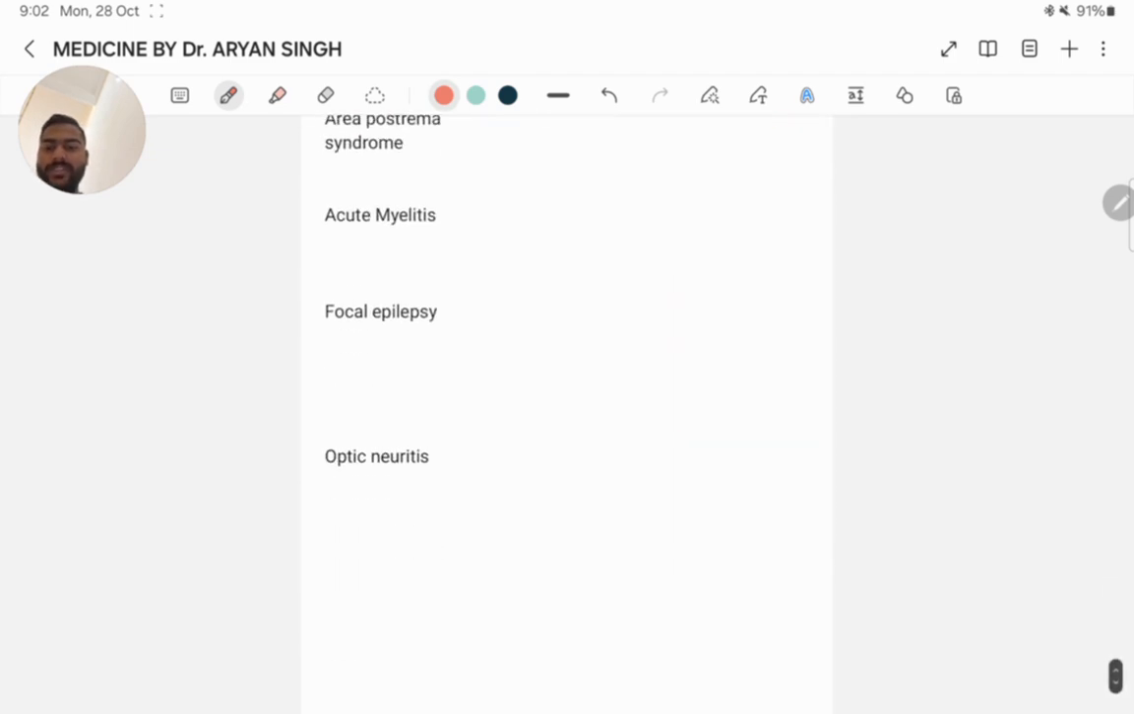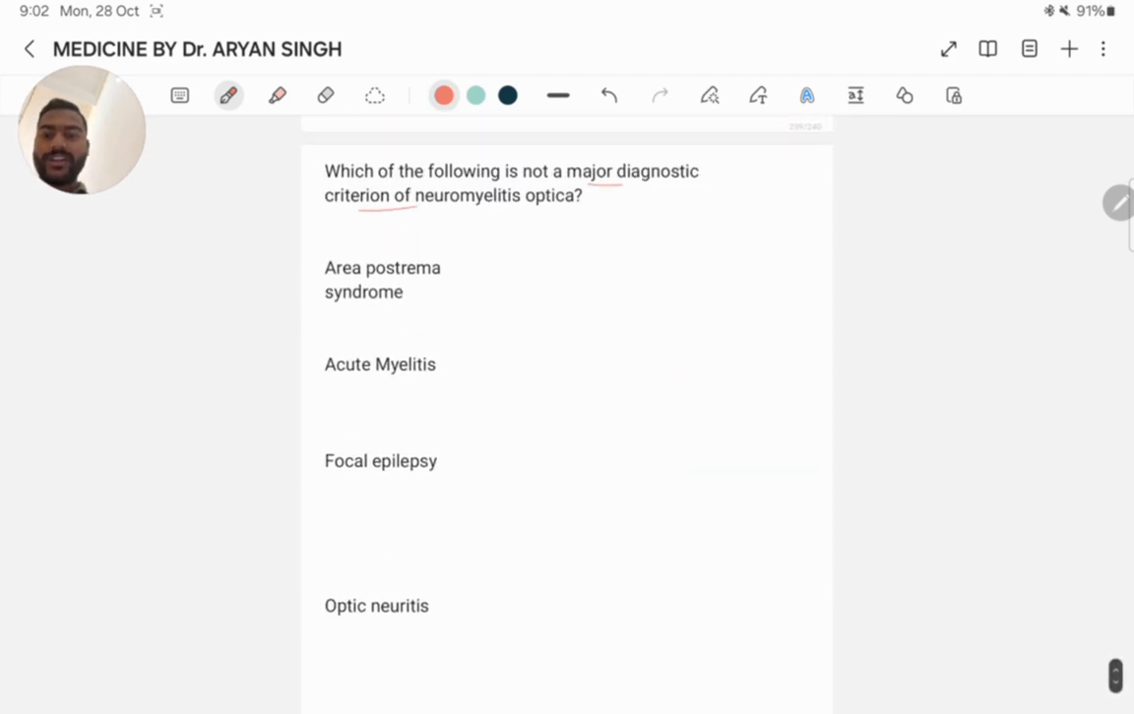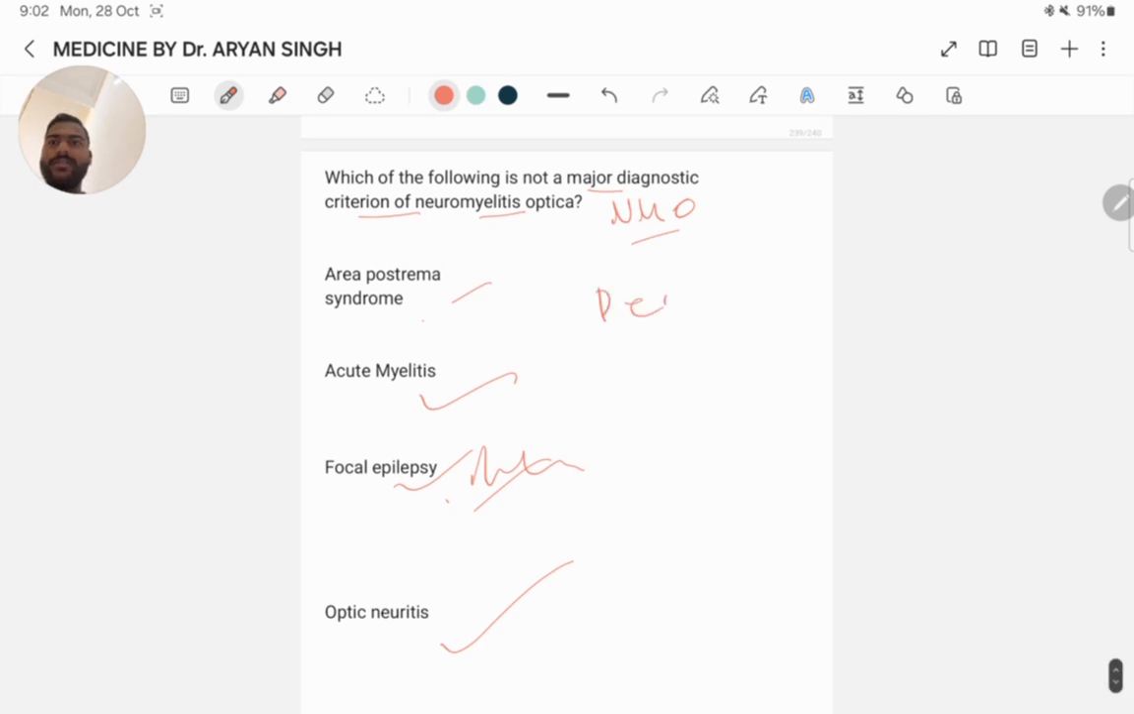Next question. Which of the following is not a major diagnostic criterion for neuromyelitis optica? Area postrema syndrome, acute myelitis, focal epilepsy, and optic neuritis. Focal epilepsy is not considered a major diagnostic criterion of neuromyelitis optica. NMO, neuromyelitis optica, is Devic's disease, an aggressive inflammatory demyelinating disorder characterized by recurrent attacks of optic neuritis and myelitis.